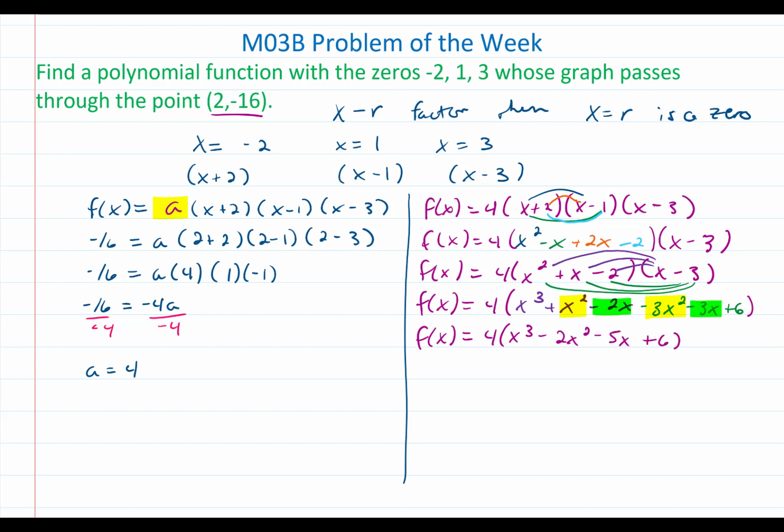And now we distribute the leading coefficient to get a final answer of f of x is equal to 4x cubed minus 8x squared minus 20x plus 24. And so that function, when solved or when finding the zeros, will give you zeros of negative 2, positive 1, and positive 3.